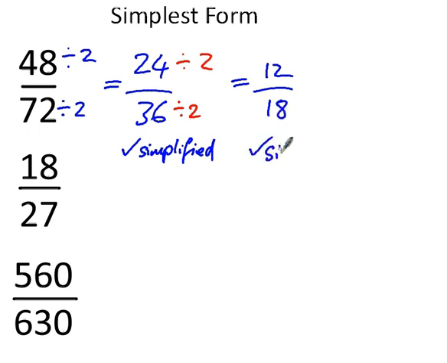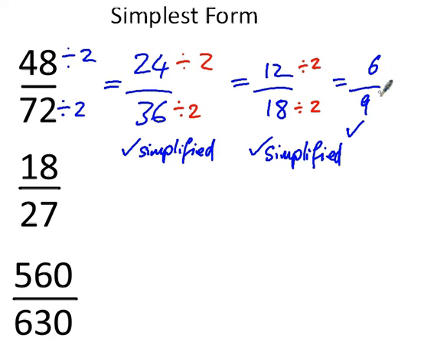Yep, simplified, but still not fully simplified. Okay, I can keep going. 12 over 18, still both divide by 2 actually. What do we get? We get 6 over 9. Yep, that's simplified. But, and this is one of the mistakes that students often make, is to say, right, I've simplified it 3 times already. Surely that's the simplest form.